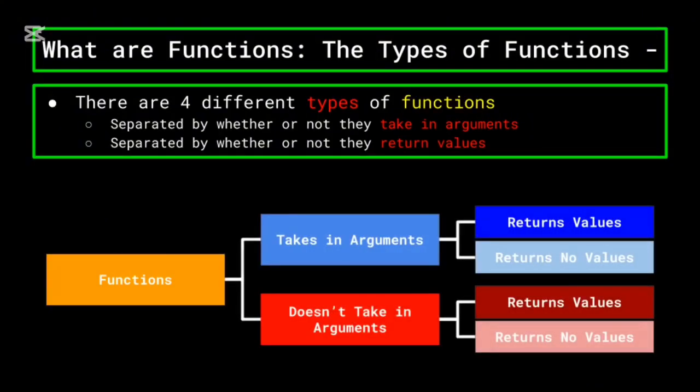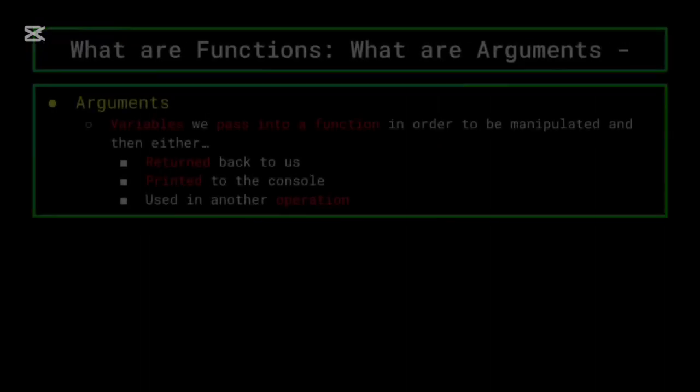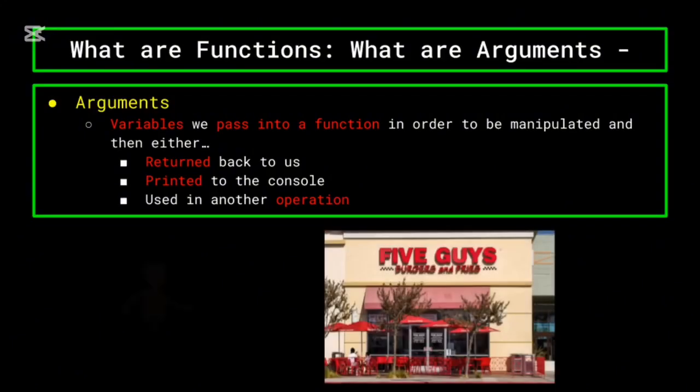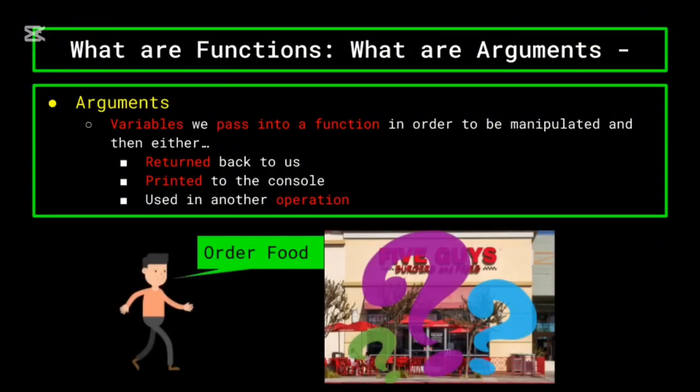Let's start by separating them by whether or not they take arguments, but first we have to cover what arguments actually are. Arguments are essentially variables that we pass into the function in order to be manipulated and then either returned back to us, printed to the console, or used in another operation. Think of functions with arguments like this. If you walked up to your local Five Guys and told them that you wanted to get food without supplying a type of food, they would probably look at you confused.